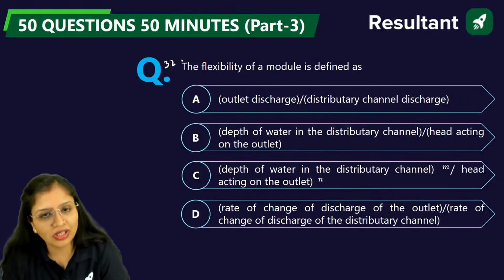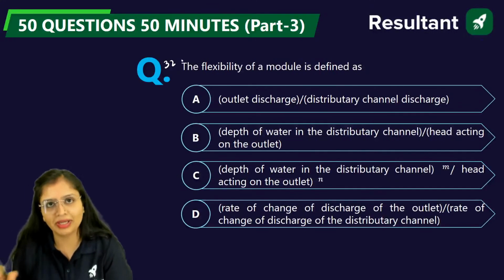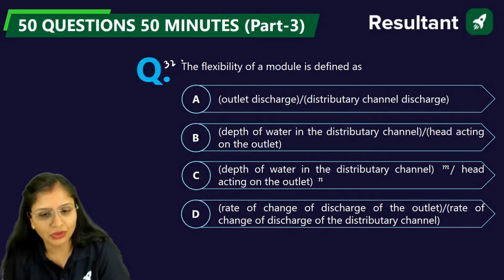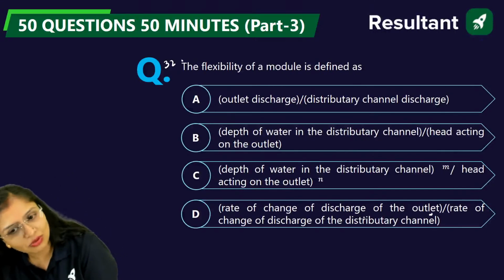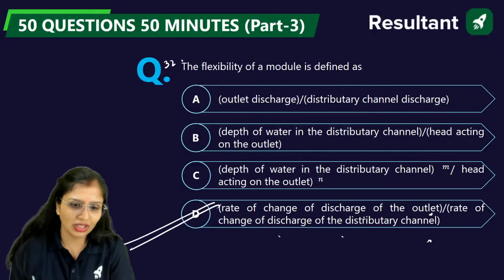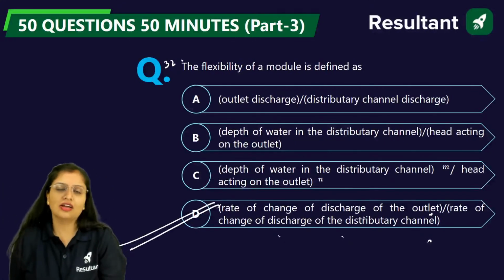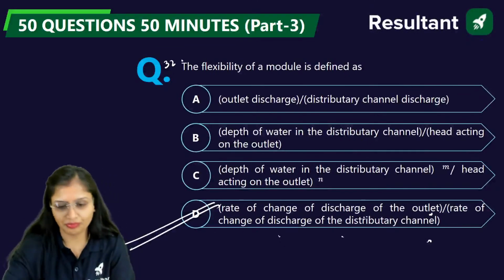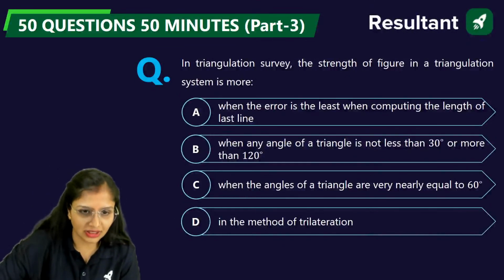dq by small q upon capital dQ by capital Q. Rate of change of discharge of the outlet to the rate of change of discharge of the distributary channel. That is known as what? Flexibility. Sure. Question number 33.